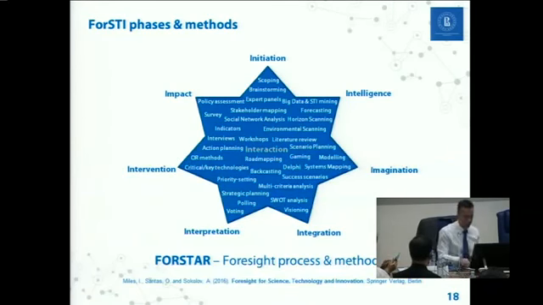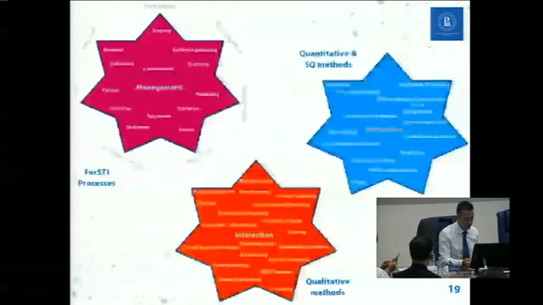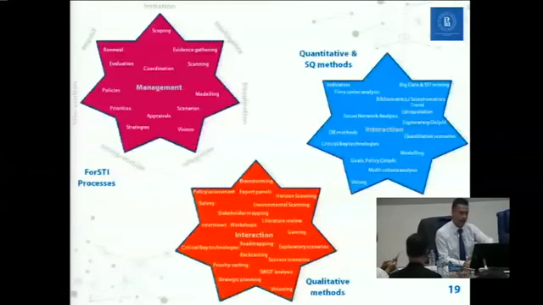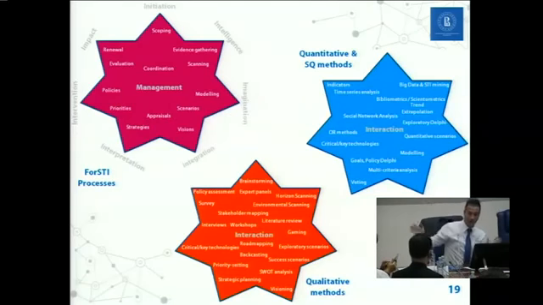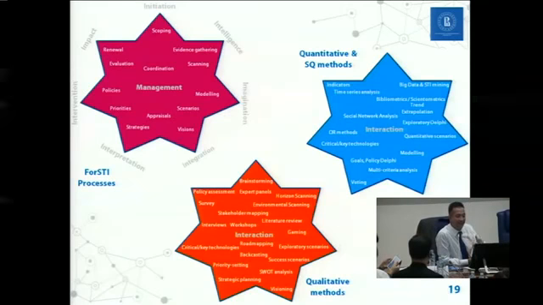To make your lives a little bit easier with this picture, I divided it into several pieces. The first one, for example, shows the ForSTI processes, what kind of processes we are engaged in these activities. It looks like a galaxy, actually, it's full of stars. So if you look at this picture at night, it will look good, probably. And it has also a set of quantitative methods and qualitative methods. So you can see that there are a number of methods. And this is not an exhaustive list. So you can be very creative in a Foresight exercise with your own methods also.